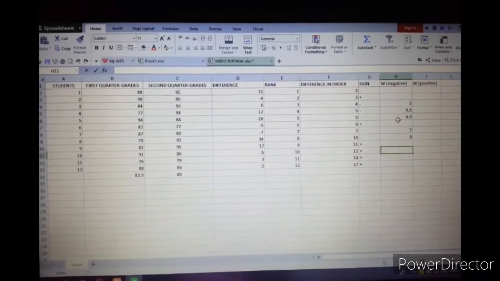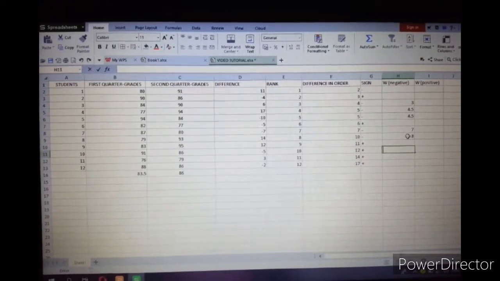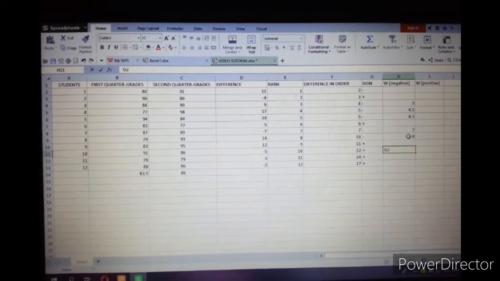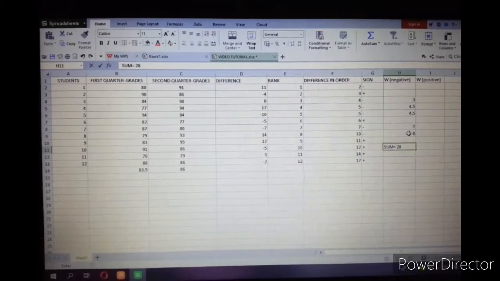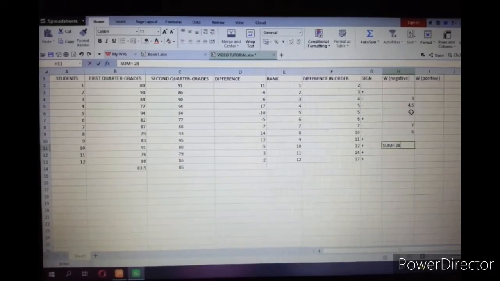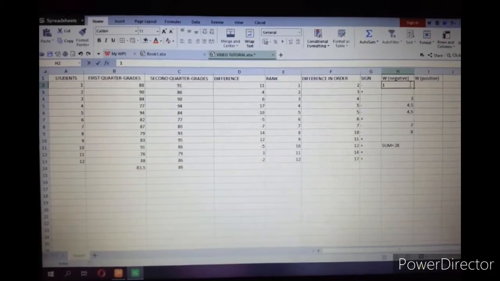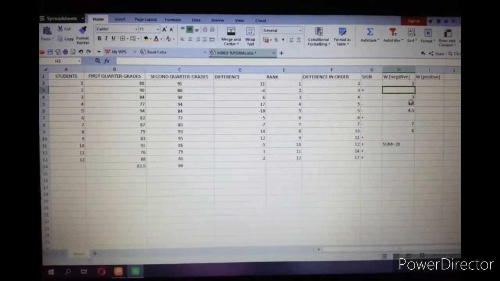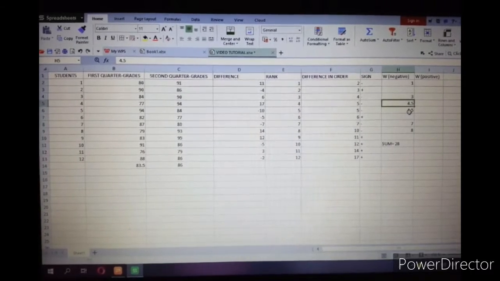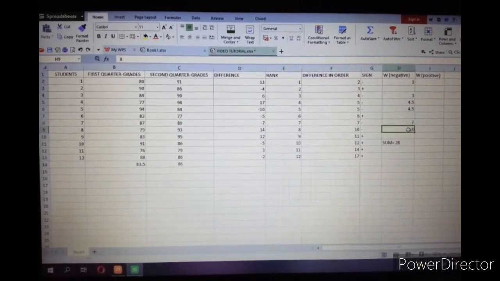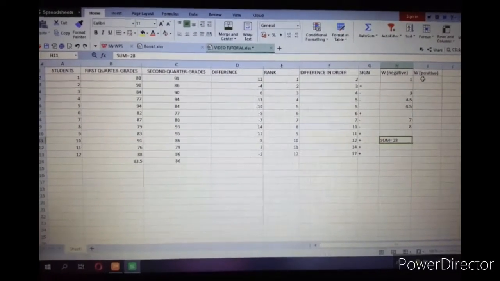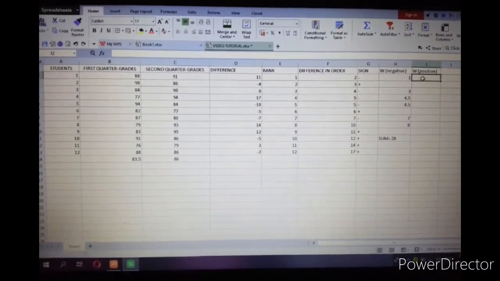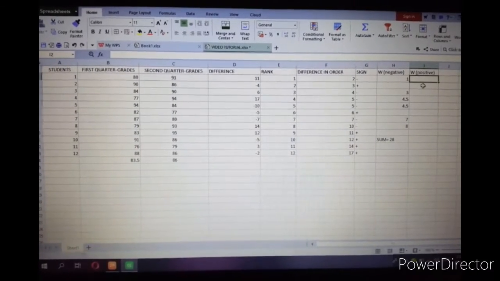The summation of these ranks is equal to 28, because it's 3 plus 4.5. Oh no, we have this 1. So it's 1 plus 3 plus 4.5 plus 4.5, 7 plus 8. So their summation is 28. Next, we need to calculate the sum of the ranks of the positive differences.